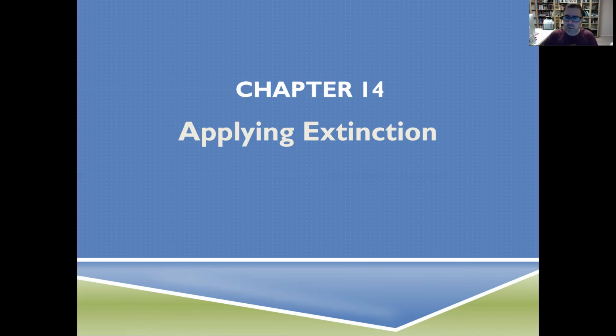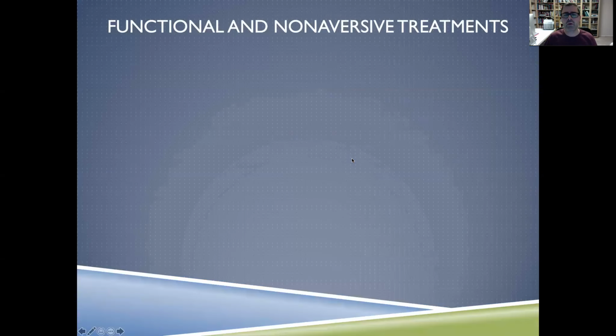Now we're going to be starting to talk about different procedures that may be used to decrease problem behavior. The first one of them is extinction. So when we talk about procedures to decrease behavior, we're going to be talking about, at least for a while, all those functional and non-aversive treatments. Why are they functional and non-aversive?